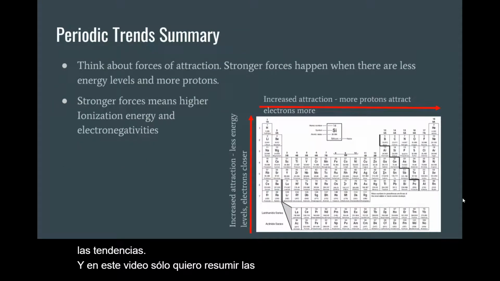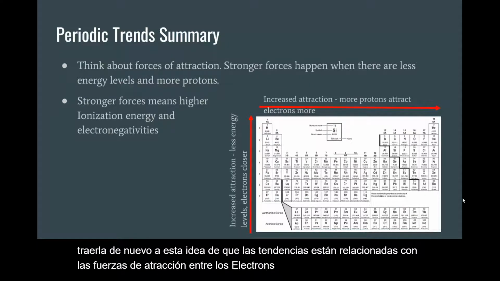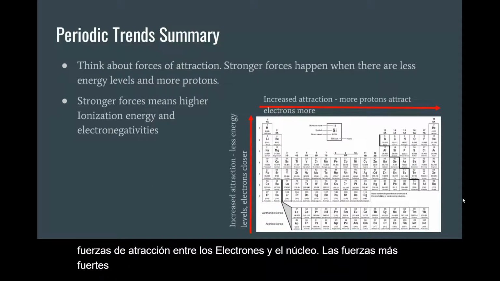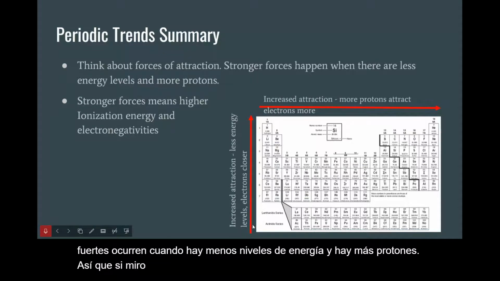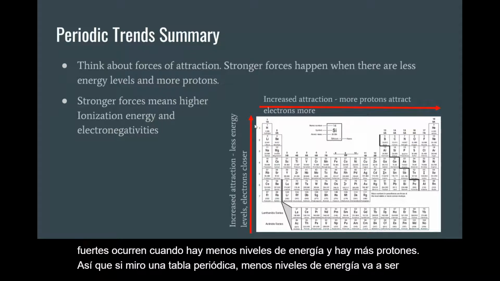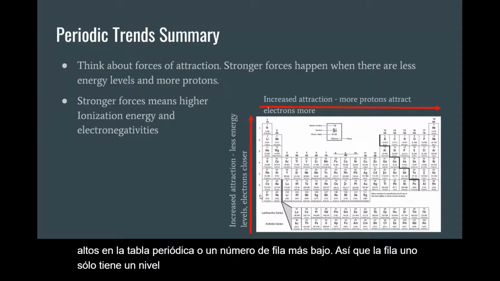And I want to bring it back to this idea that the trends are related to the forces of attraction between the electrons and the nucleus. The stronger forces happen when there are less energy levels and there are more protons. So if I look at a periodic table, less energy levels is going to be higher on the periodic table, or a lower row number. So row 1 only has 1 energy level. Row 7 has 7 energy levels.